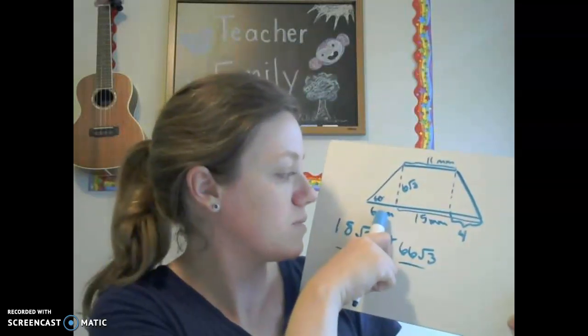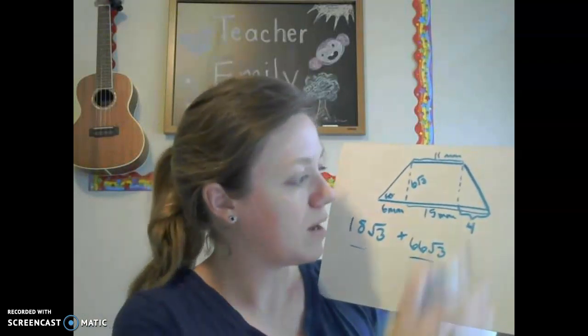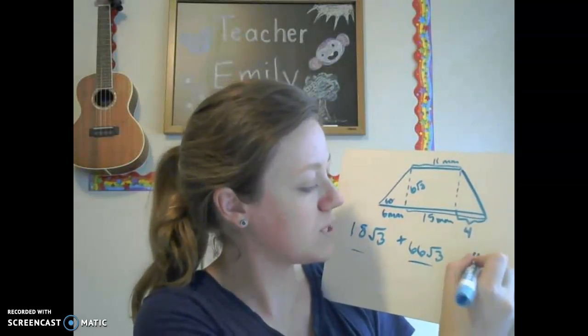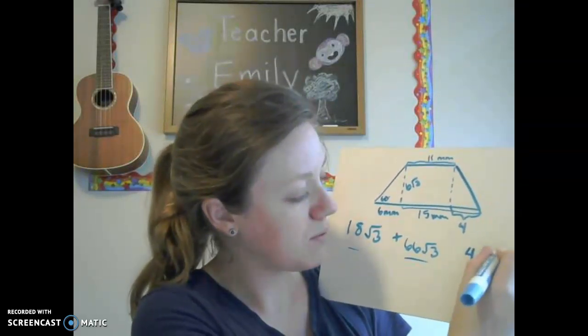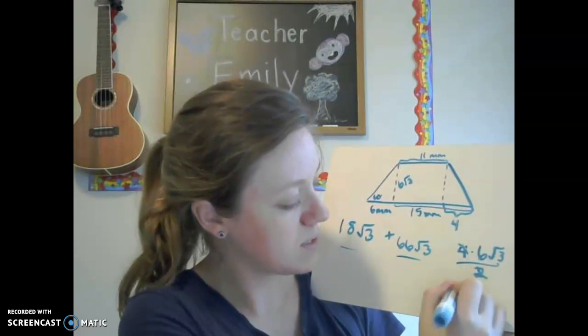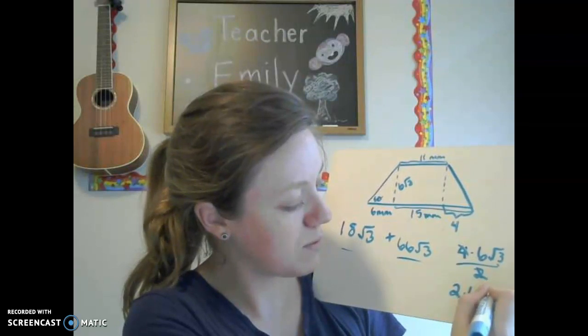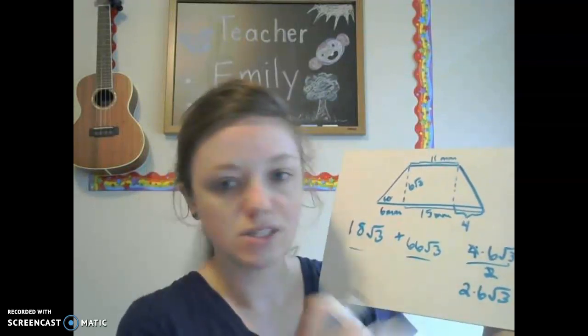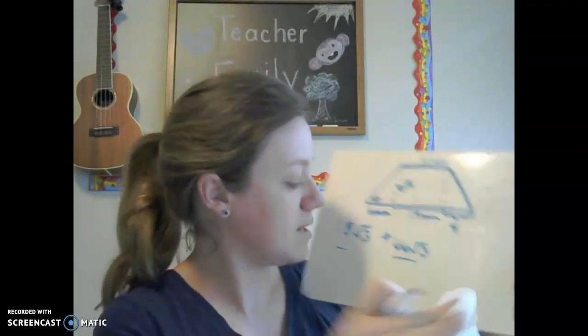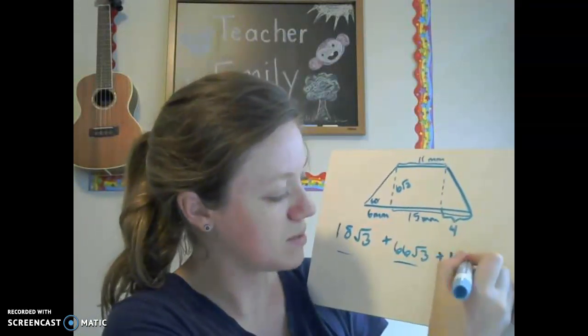So it's not the same. This one has a base of 6, this one has a base of 4. So to figure out this one, we need to take base times height, so 4 times 6 times the square root of 3 divided by 2. So I'm going to simplify this and say it's 2 times 6 times the square root of 3, which is 12 times the square root of 3. So I need to add that to this, plus 12 times the square root of 3.